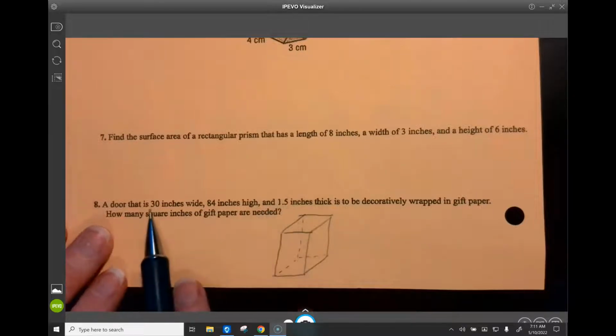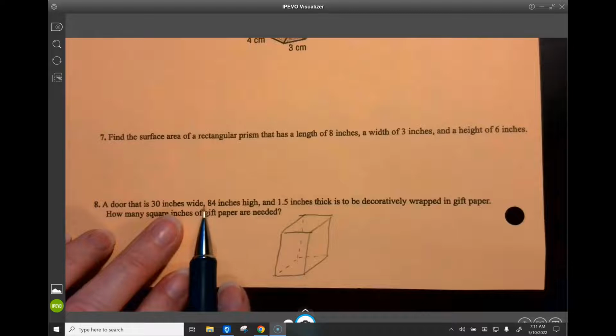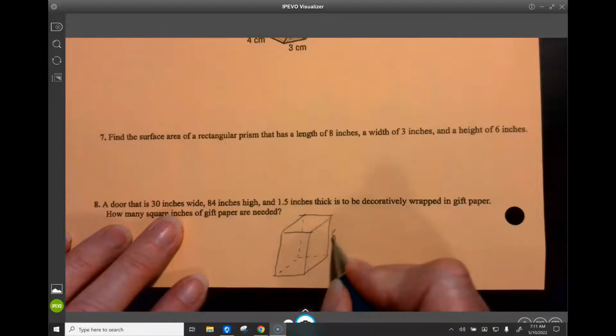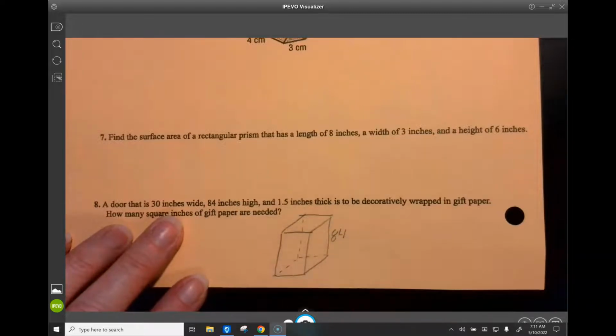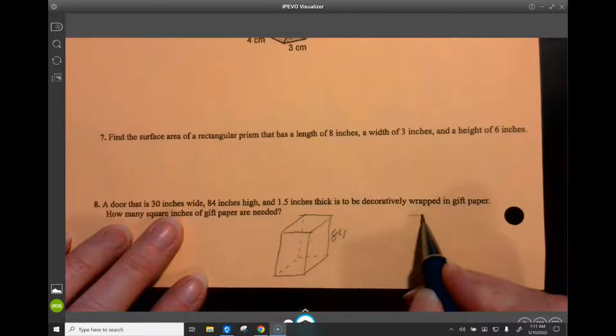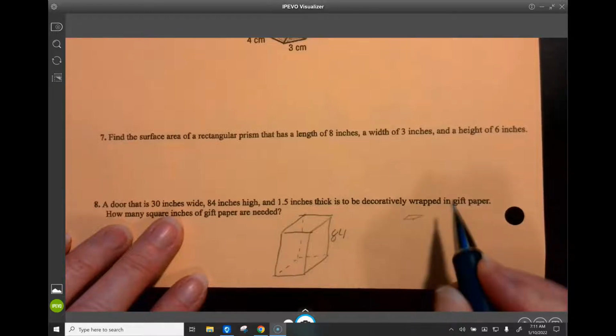Now then I can just plug it in. A door is 30 inches wide, 84 inches high, so 84, and then it's thick. So this is definitely not this one. If this were going to be this one, it would be more like thin, okay?